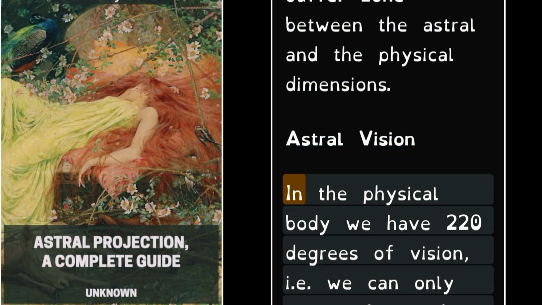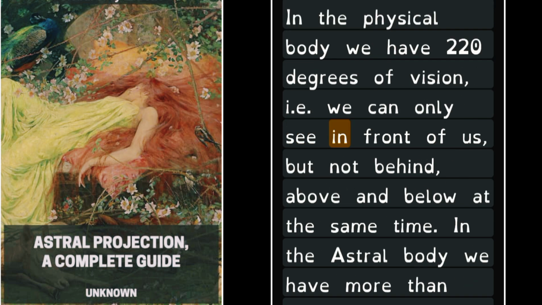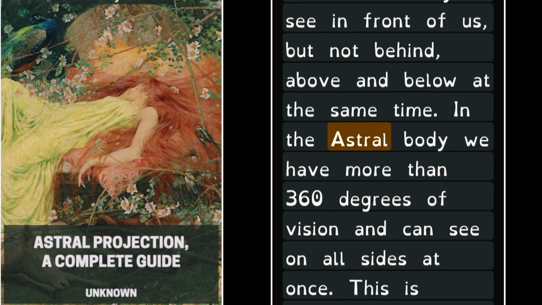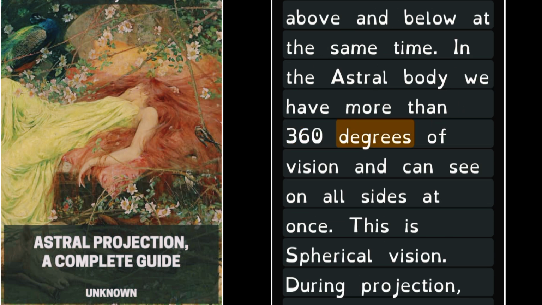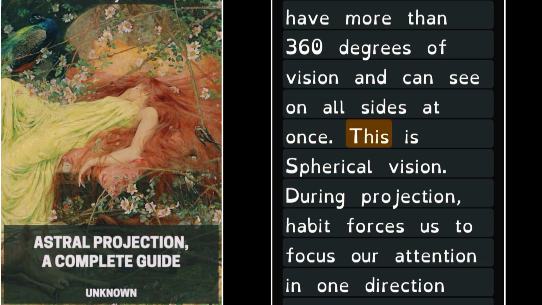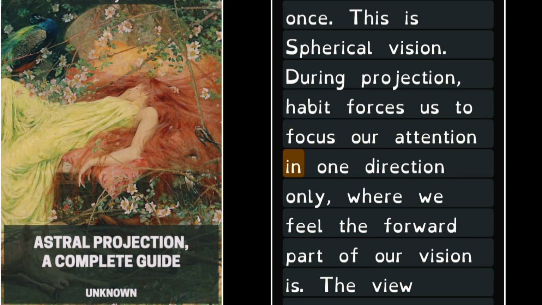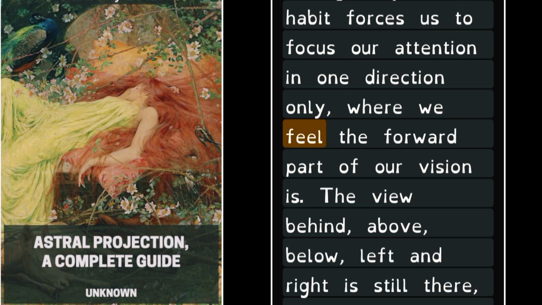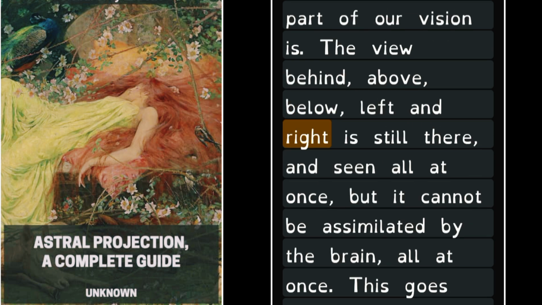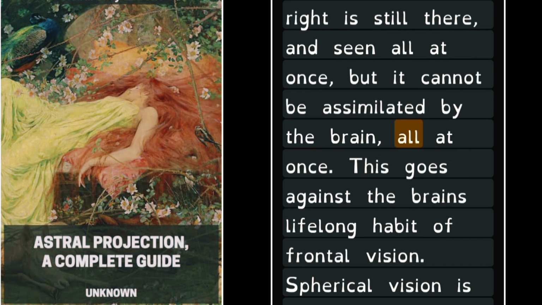Astral vision. In the physical body, we have 220 degrees of vision. That is, we can only see in front of us, but not behind, above and below at the same time. In the astral body, we have more than 360 degrees of vision, and can see on all sides at once. This is spherical vision. During projection, habit forces us to focus our attention in one direction only, where we feel the forward part of our vision is. The view behind, above, below, left, and right is still there and seen all at once, but it cannot be assimilated by the brain all at once.